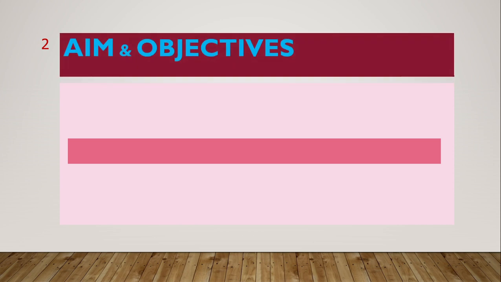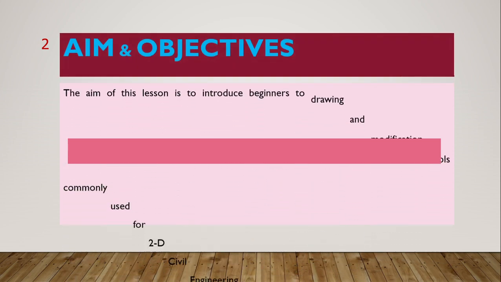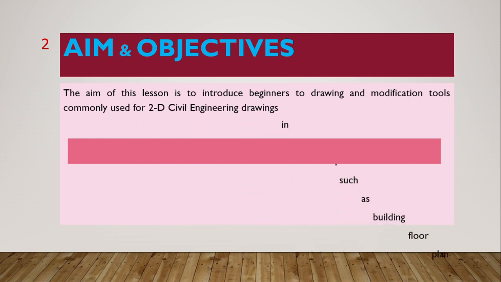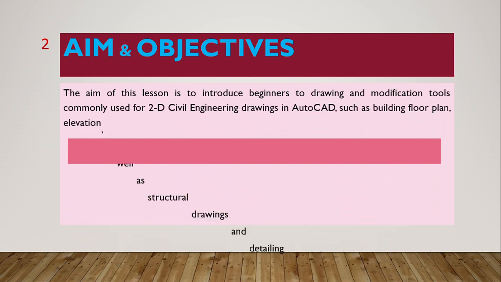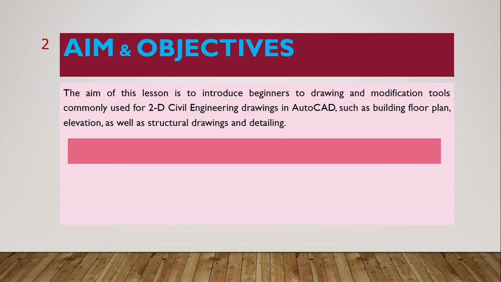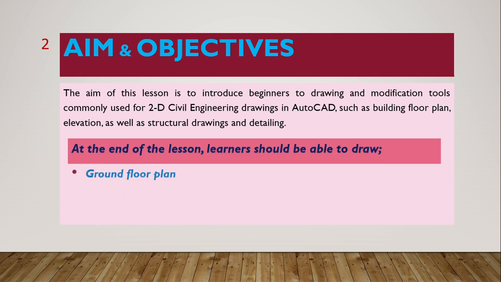Aim and objective. The aim of this lesson is to introduce beginners to drawing and modification tools commonly used for 2D civil engineering drawings in AutoCAD, such as building floor plan, elevation, as well as structural drawing and detailing. At the end of this lesson, learners should be able to draw the ground floor plan, first floor plan, as well as roof plan.